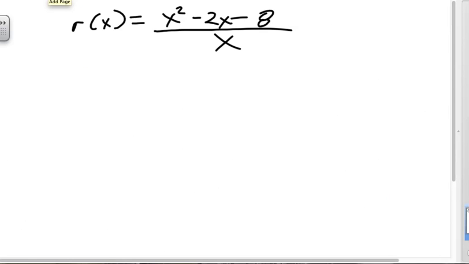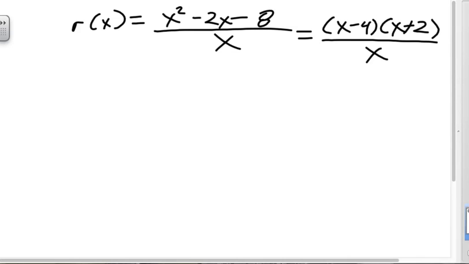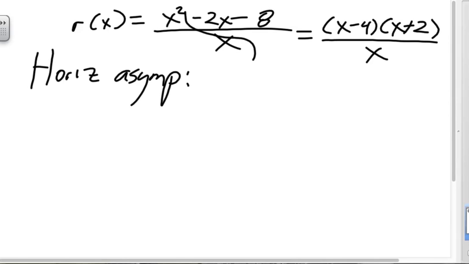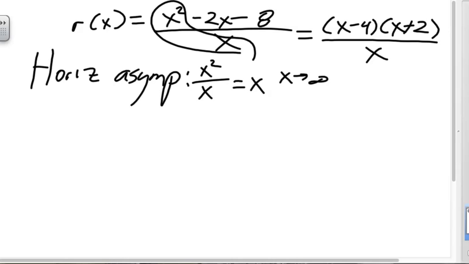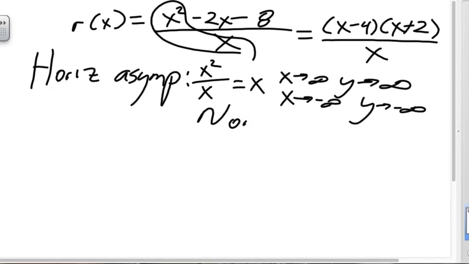So I want to find my horizontal asymptote, so I'm going to go ahead and factor this out. It's going to be (x minus 4)(x plus 2) over x. So for my horizontal asymptote, remember I take just the top one, so I'm going to have x squared over x, which is going to look like x. So as x goes to infinity, y goes to infinity, and as x goes to negative infinity, my y is going to go to negative infinity. So I have no horizontal asymptotes. And this is the case where the order of my numerator was bigger than the order of my denominator.